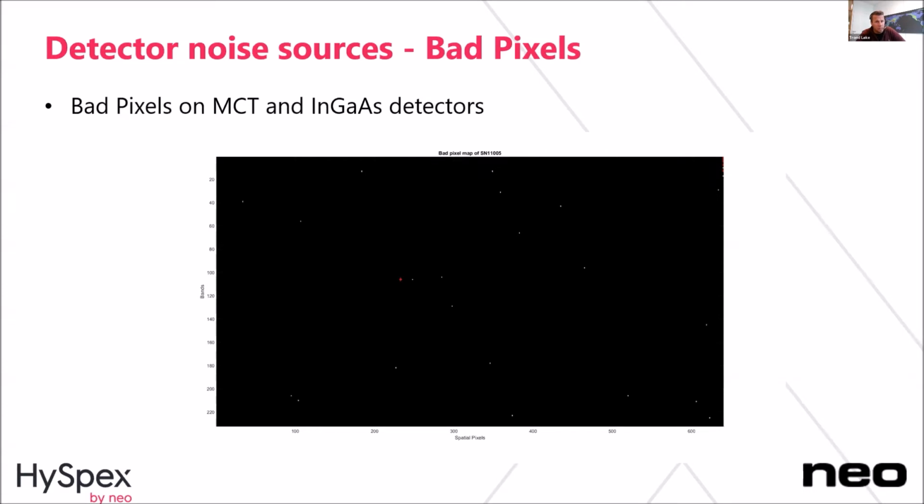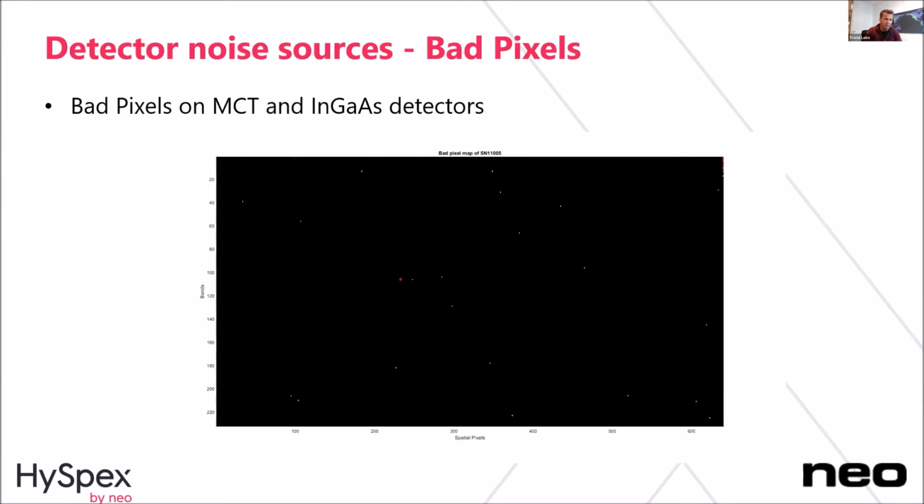So that's important in how you are gathering the dark current and how you are correcting for it afterwards. Yeah, MCT detectors and InGaAs detectors. InGaAs detectors are used up to 1.7 micrometer. MCTs are used up to 2.5, also in the mid-wave range, right? Up to 5 micrometers. Those detectors have bad pixels.